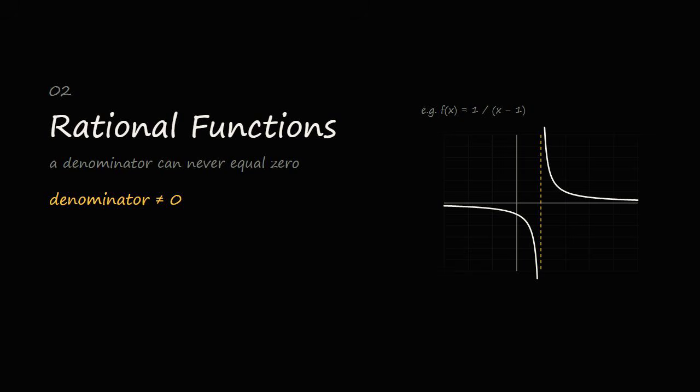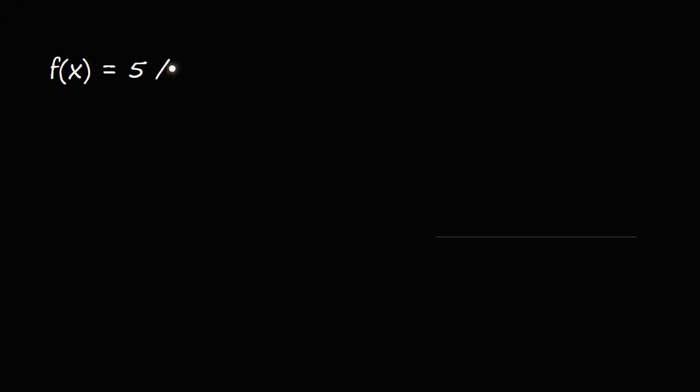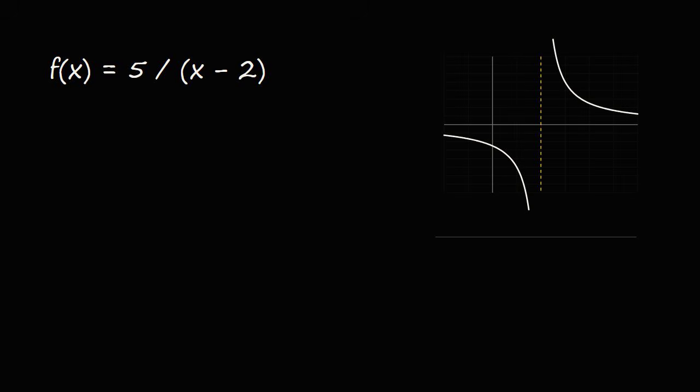So whenever we see a fraction, our first move is always the same. Take the denominator, set it not equal to 0, and solve for x. Whatever x value you find gets kicked out of the domain. Let's try it. f(x) = 5 / (x - 2). Ask yourself, what value of x makes the bottom, x - 2, equal to 0? Set up the equation. x - 2 ≠ 0. Add 2 to both sides and you get x ≠ 2.